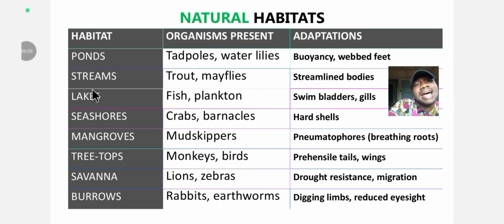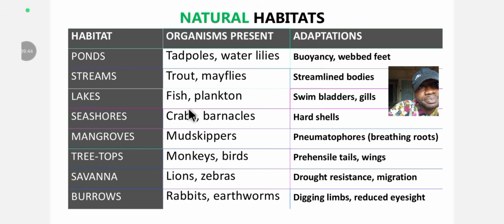So the lake is another habitat. And what organisms are found in the lake? We have some types of fish found in the lake. You also have the plankton. What is the most popular lake in Nigeria? The most popular lake in Nigeria, if not the only lake you have in Nigeria. There's one lake in Anambra State, Nigeria. It's called Agulu Lake. That is the most popular lake. I think it should be the most popular lake in Africa.